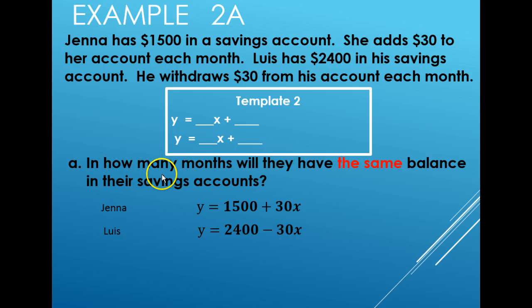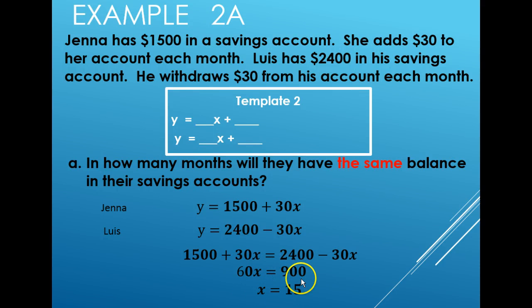The question asks us, in how many months will they have the same balance? Okay, they want when y will be the same. Since we set both of these equal to y, we can now set them equal to each other. So we set Jenna's equal to Lewis's. This is a simple algebra problem, right? We're going to add 30x to both sides and subtract 1500 from both sides. We're going to get 60x equals 900. Dividing both sides by 60, we get x equals 15.